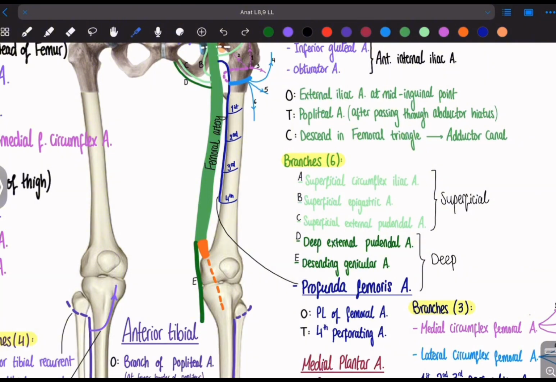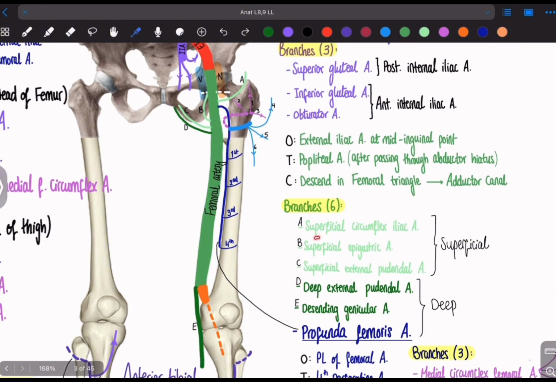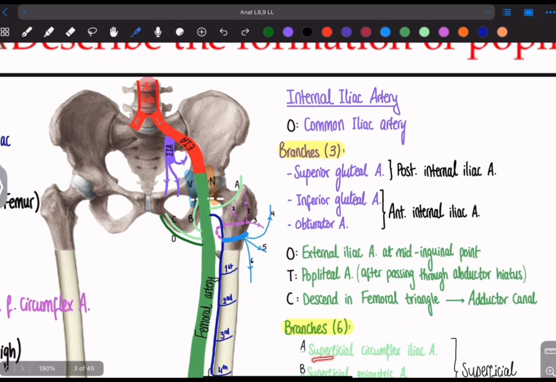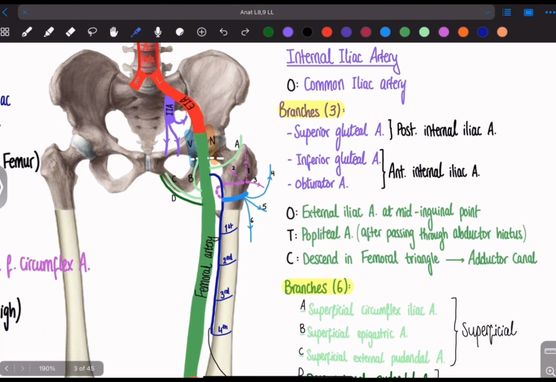The first one is the superficial circumflex iliac artery. Circumflex means a circular movement, meaning the artery moves in a circular direction. Iliac comes from where it goes. So it goes here upward all the way to the iliac crest, in a circular movement. Okay, so this is the first superficial branch, the superficial circumflex iliac artery.